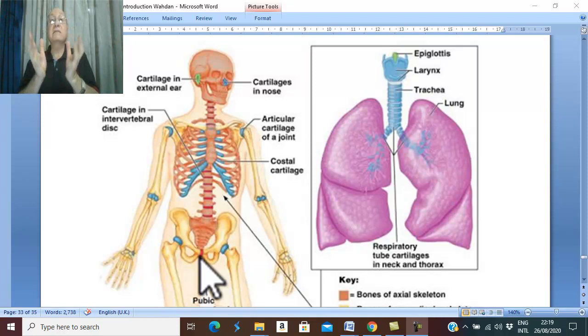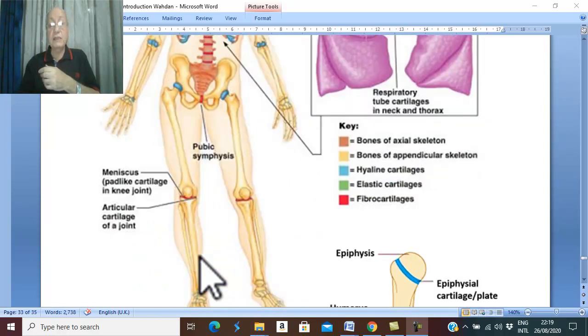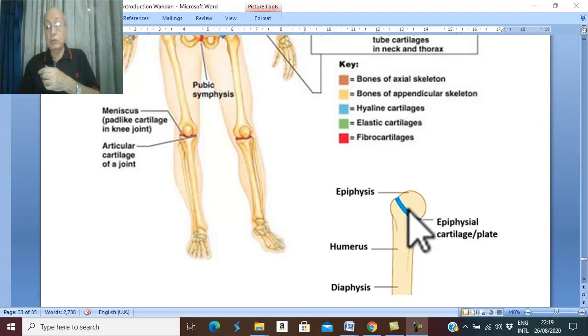Cartilage has great capacity for growth by multiplication of chondroblasts, which are immature cartilage cells. Therefore, growth of cartilage occurs through multiplication of chondroblasts, as we took before in the bone. The epiphyseal cartilage is responsible for growth of bone in length. The chondroblasts proliferate and ossify, leading to growth of bone in length.